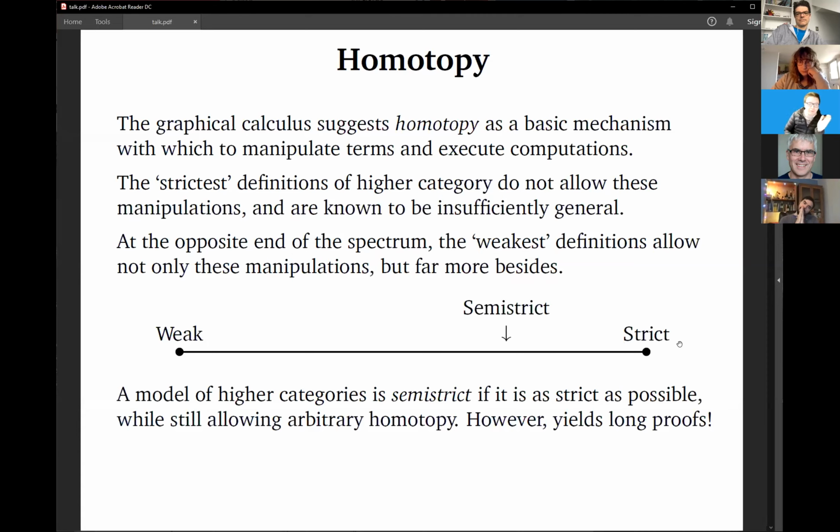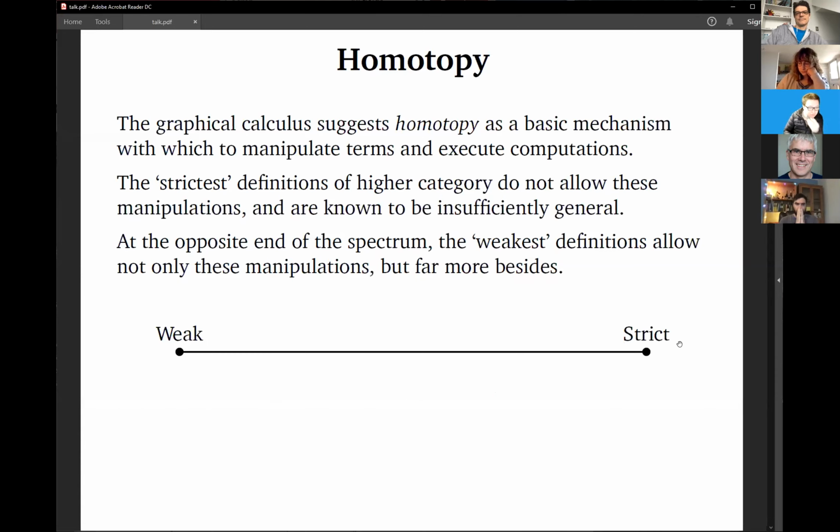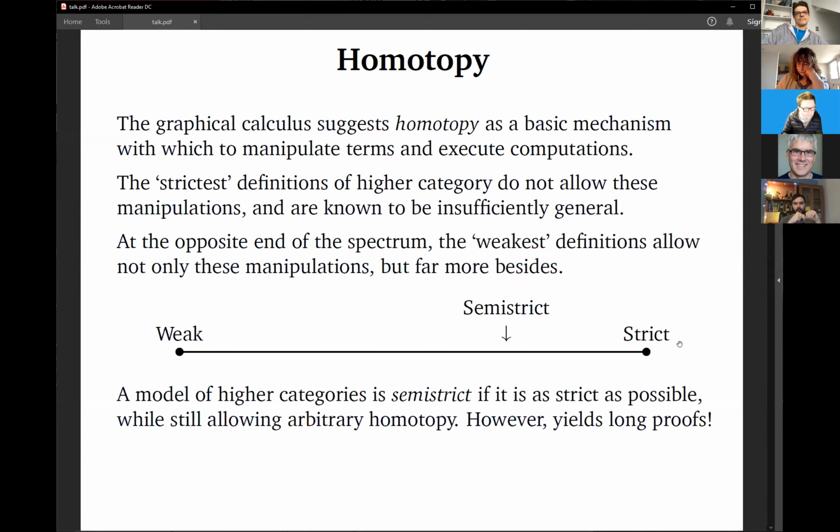So people often think about whether there are other interesting points at which we could choose to live. So we could imagine weakness and strictness living on a spectrum. Of course, it's not the case that there's a total order of such things, but we can use this as a device for now. So it's often said that a model of high category theory is semi-strict if it's somehow as strict as possible while still allowing arbitrary homotopy theory, right? So that is still with the property that every weak n category is weakly equivalent to a semi-strict n category.